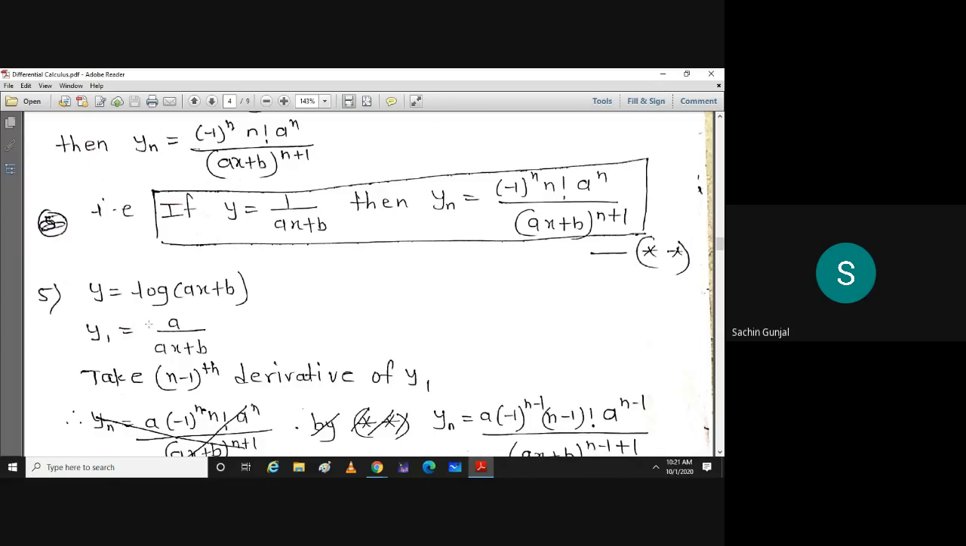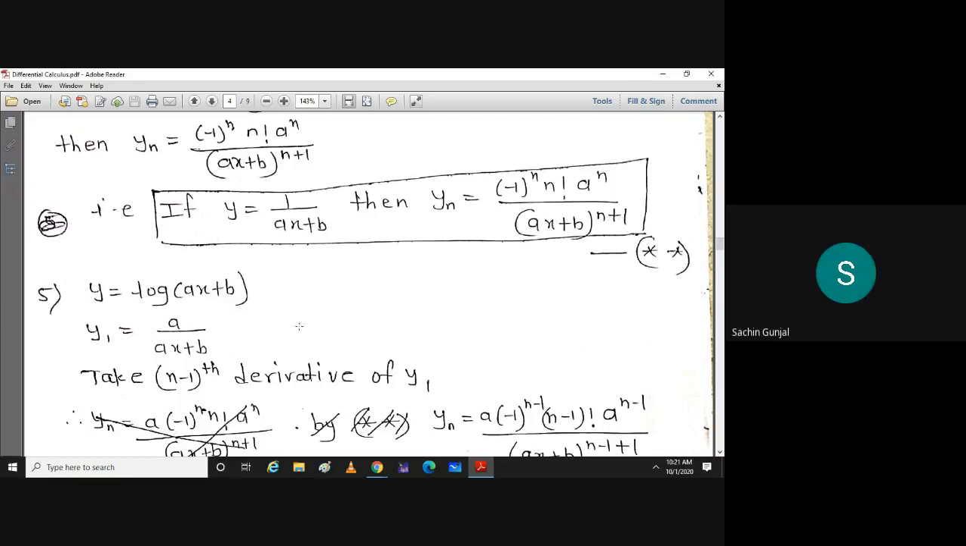So a is constant, you can take it out. What is the n minus 1 derivative of 1 upon ax plus b? Minus 1 raised to n minus 1 into n minus 1 factorial, a raised to n minus 1, upon ax plus b raised to n minus 1 plus 1.